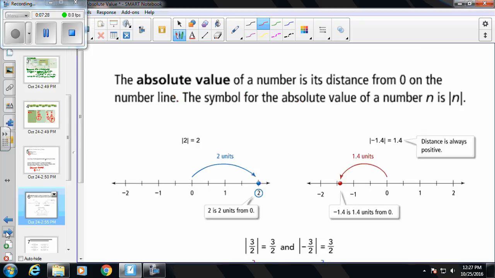Absolute value. The absolute value of a number is its distance from 0 on the number line. The symbol for absolute value of a number n is these 2 bars. We write the number inside these 2 bars. 2 things to always remember. Distance, always positive.